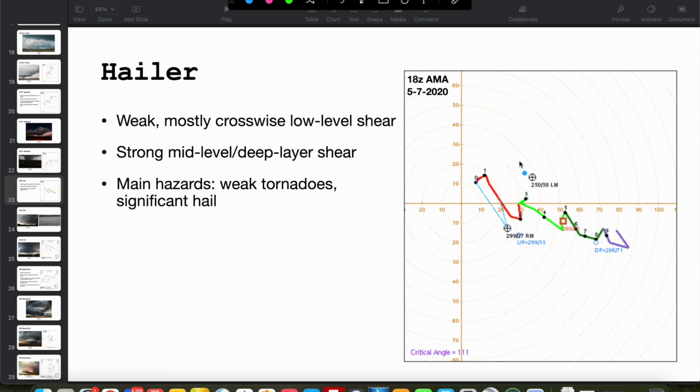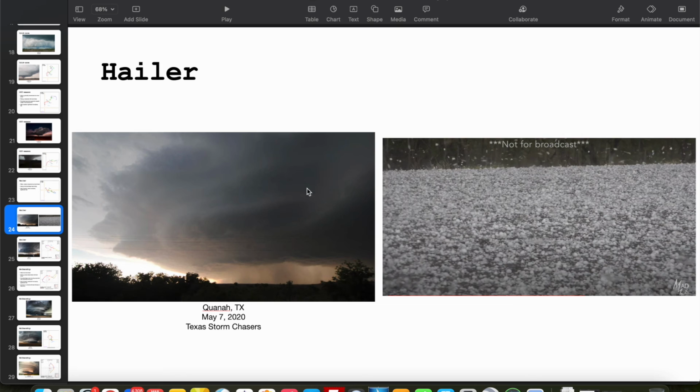You can get some weak tornadoes from these supercells in this kind of environment. However, significant, sometimes extreme hail can be the main threat from these supercells. And this one was the Amarillo sounding from May 7th, 2020, when we saw a supercell fire near Quanah, Texas, which produced very large, baseball size plus hail.